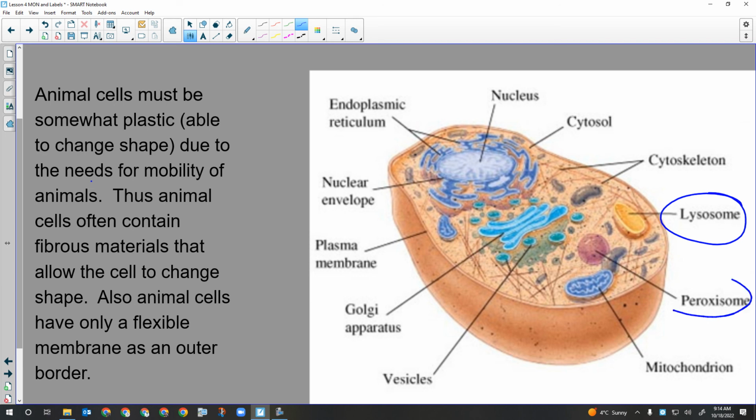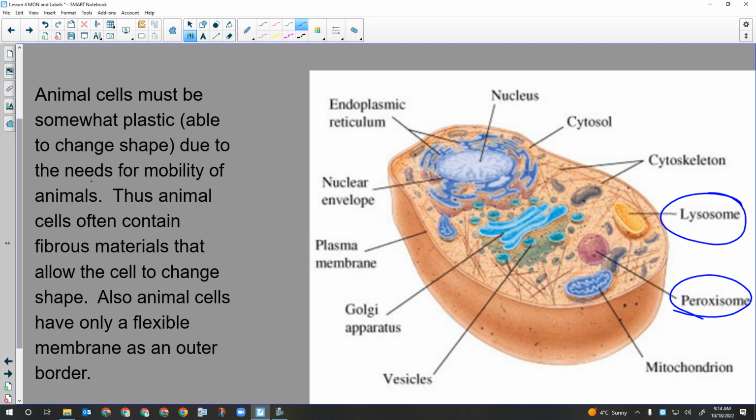A peroxisome is also an organelle that animal cells have that plants don't. It's the precursor to a lysosome. A lysosome is actively digesting food, but a peroxisome is not. It just has the enzymes, but it hasn't started the digestion process yet.